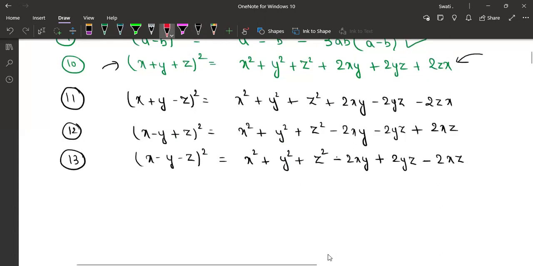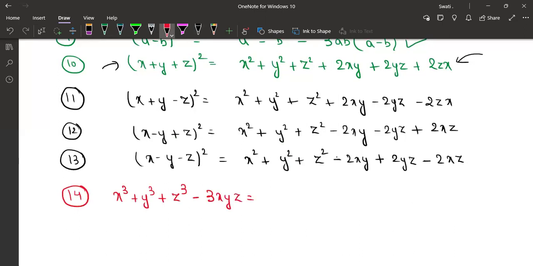Okay, let's go to the next one, which is the 14th formula. This is also a very important formula, and it simply says when you have x cube plus y cube plus z cube minus 3xyz, then we have a formula for this, which is x plus y plus z times x square plus y square plus z square. Okay, one second.